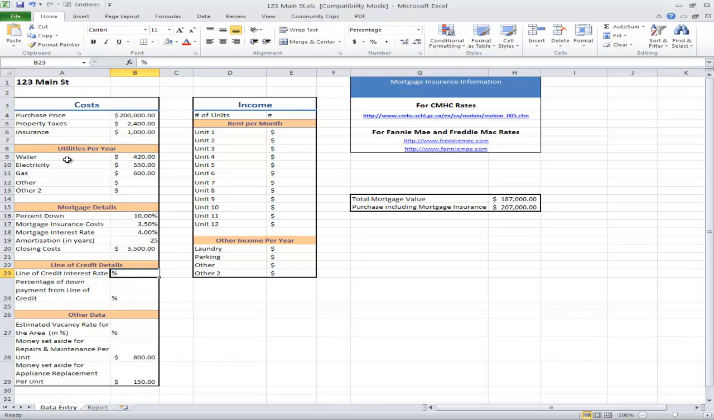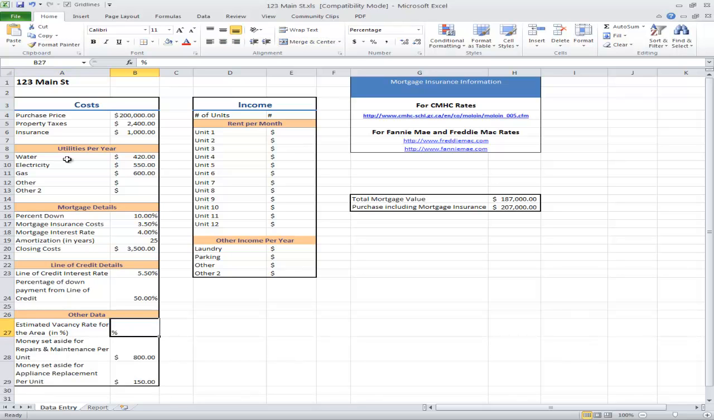If you're not doing that, if you're putting straight cash down for your down payment, you can just leave these areas blank. Just like any area that does not pertain to you, you just leave it blank. So the line of credit interest rate: how much are they charging you for interest on that borrowed money? Let's say 5.5%. And the percentage of the down payment you're going to use for the credit line. So I'm putting down 10%, but I'm only going to use half of it from my credit line. The other half I have in cash.